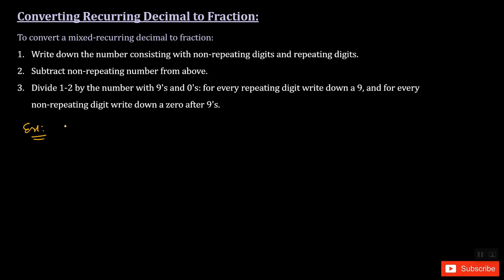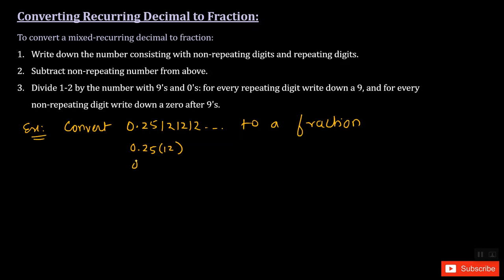The question says convert 0.25 12 to a fraction, because this decimal I am representing is a mixed recurring decimal: 25 is not repeating, it's fixed, but 12 is repeating till infinity. This can be represented as 0.25 in the bracket 12, or I can also write 0.25 12 bar. These are the different notations we need to use.